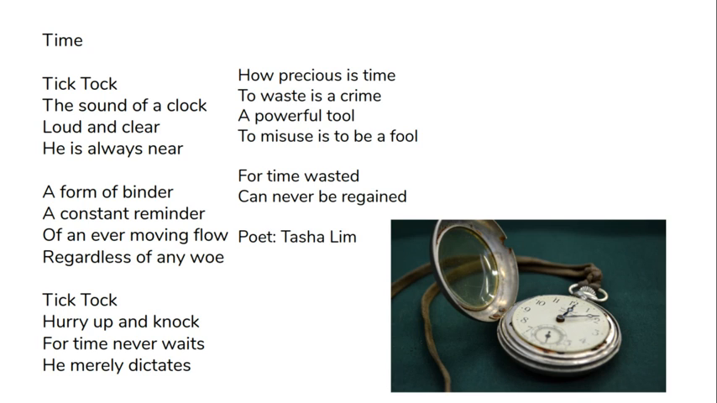So this poem is talking about how time is always close to you. And it's talking about how no matter what your problem is, that's what it means, regardless of any woe, time keeps moving. So no matter what's going on in life, time's going to continue to go forward. And then down in the 3rd stanza, it says, hurry up and knock, for time never waits. He merely dictates. Dictates means to tell someone what to do. So when it's saying time never waits, it's giving time the characteristic of a person. Remember we said that's personification.